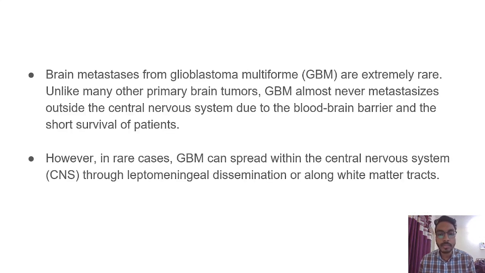Brain metastases from glioblastoma multiforme are extremely rare, unlike many other primary brain tumors. Glioblastoma multiforme almost never metastasizes outside the central nervous system due to the blood-brain barrier and the short survival of patients. However, in rare cases, glioblastoma multiforme can spread within the central nervous system through leptomeningeal dissemination or along white matter tracts. Also, it can show drop metastasis.